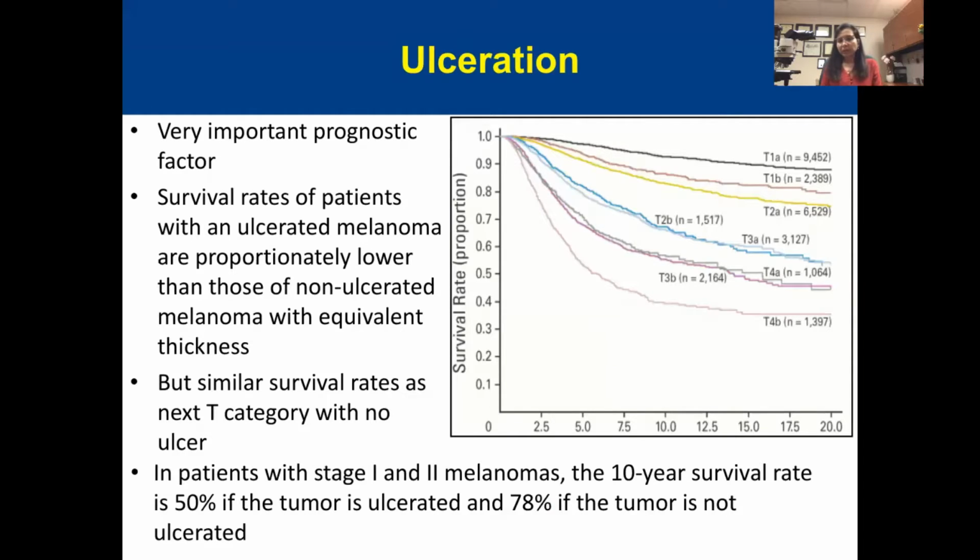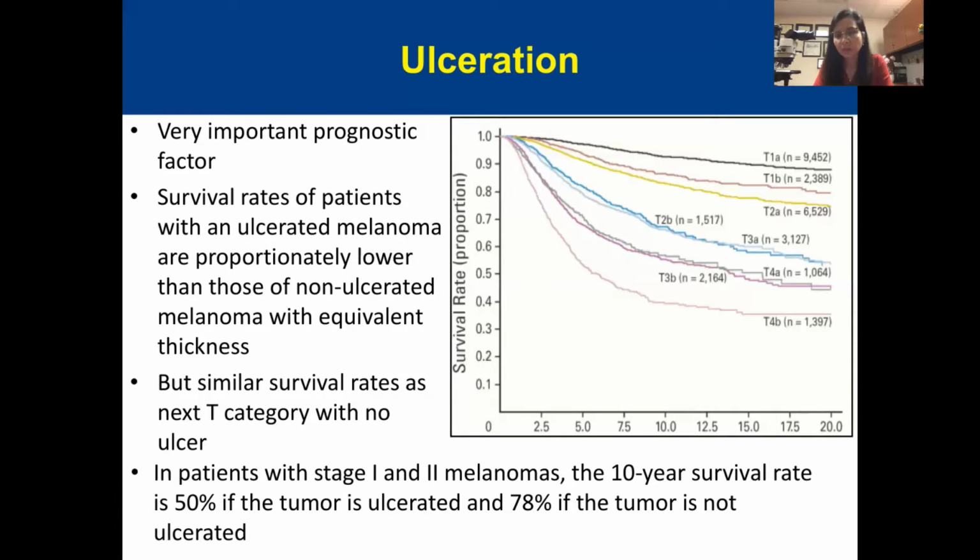Ulceration, as I said before, is a very important prognostic factor because it can upgrade the tumor from A to B in any staging category, T1 to T4, right? So for example, here, let's look at the T2B, T3A melanoma 10-year survival. A patient with T2B has a tumor with Breslow thickness of 1 to 2 millimeters and also ulceration. And T3 melanoma means the tumor thickness is 2 to 4 millimeters without ulceration, right? But when you see this graph, the survival curves are almost very similar.